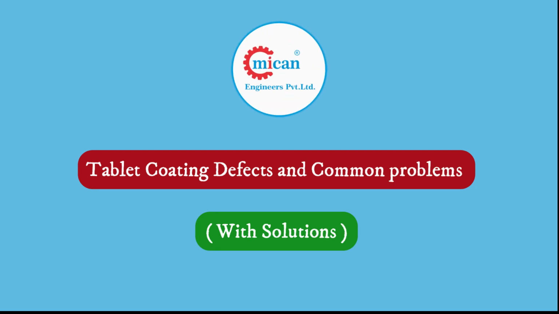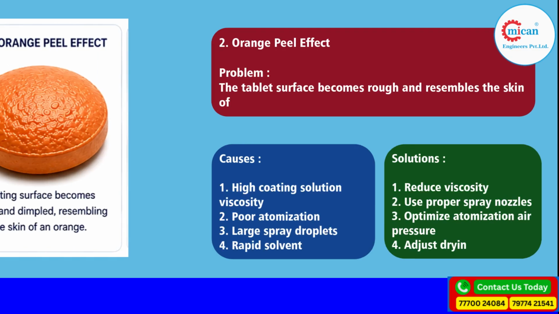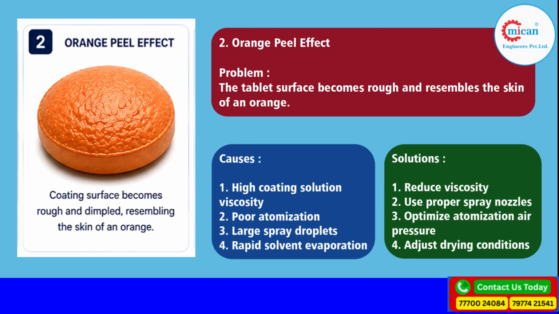Tablet coating defects and common problems with solutions. Sticking and picking. This problem occurs when tablets stick to each other or to the coating pan, causing portions of the coating film to peel off. Orange peel effect. In this problem, the tablet surface becomes rough and resembles the skin of an orange.